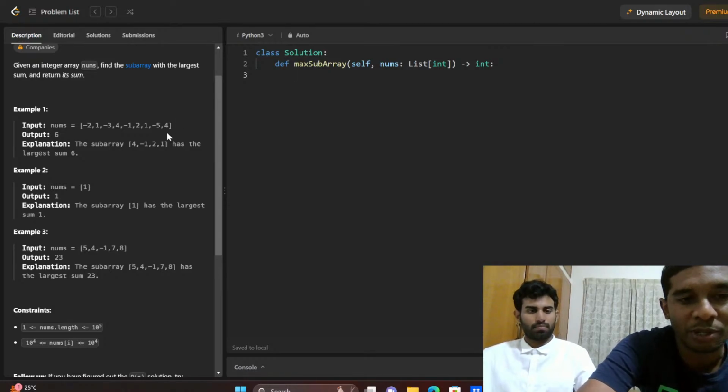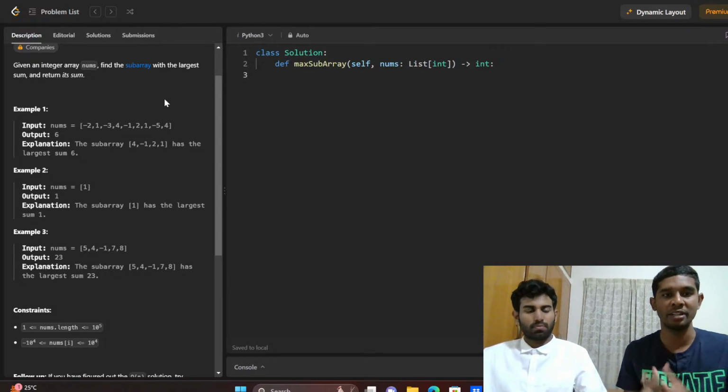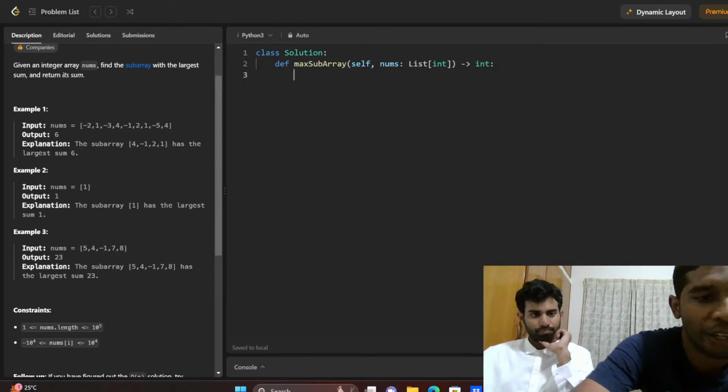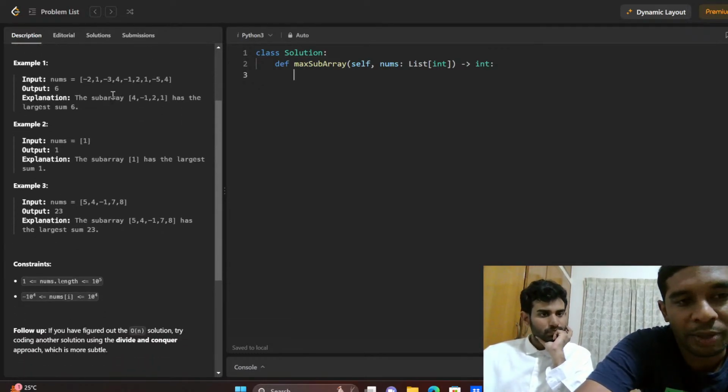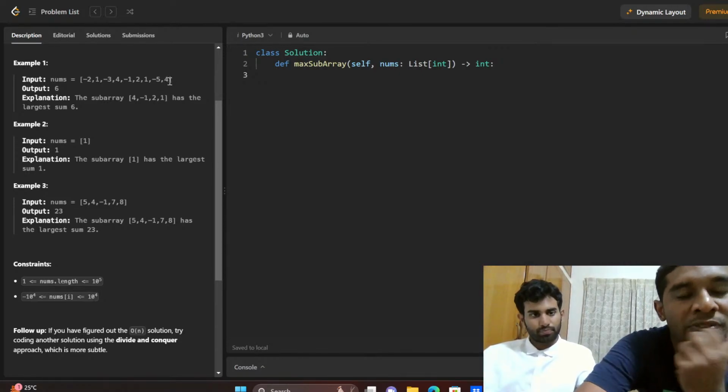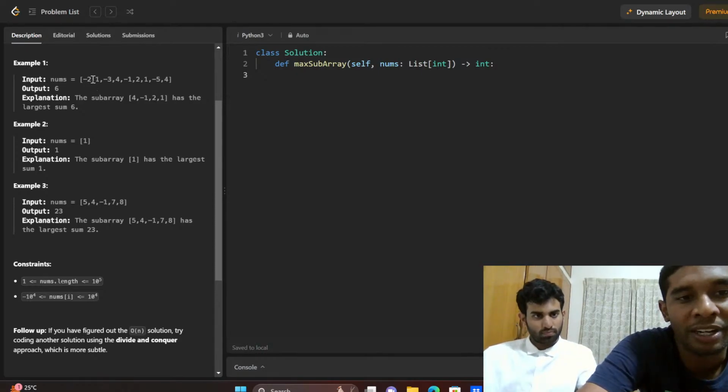But in this case, we also have negative numbers, and that gives us a new challenge. How do you navigate this sort of sub-array where you have negative numbers? So let's look at the problem and try to understand what we essentially should do right here. First we have minus 2, and then 1, minus 3, 4, minus 1, 2, 1, minus 5, and 4. One basic intuition here is, if I have a negative number, it's probably not going to contribute a lot to my maximum sum.